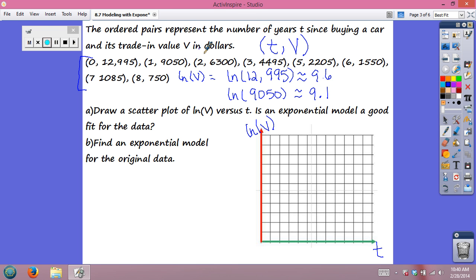And if you'd like to, you can plug the rest of these into your calculator. If not, I've already done so for you, so you can just trust my graph. So what we're going to do first is start plotting. We have 0, 4, 8, okay, so our first point is 0, ln of v, which is 9.6. So that'll be up here. The next point is 1, ln of 9,050, which is 9.1.